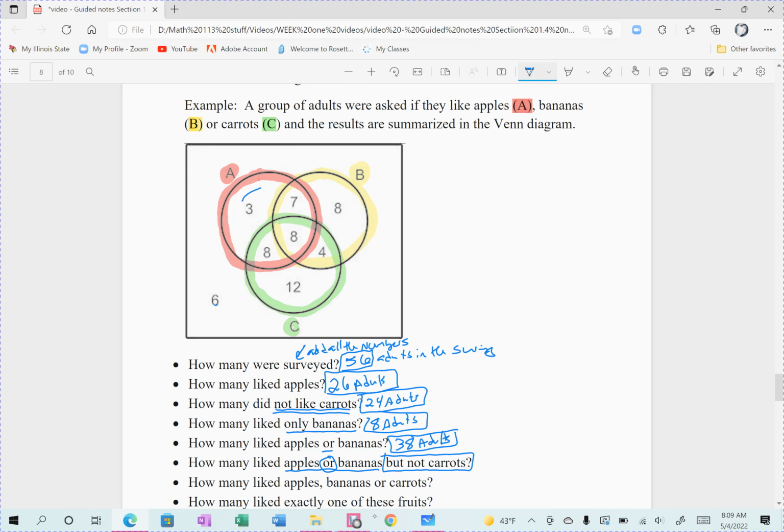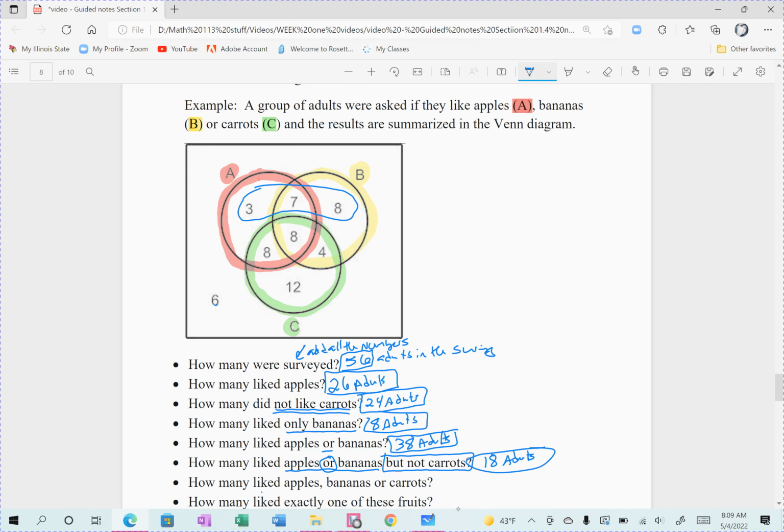And so that limits me to this group here, right? The 3 like only apples, the 7 like apples, bananas, and the 8 like only bananas, but all of those in those groups are not in my carrot circle, so none of those people like carrots. And so 3 plus 7 plus 8 are all of the people who like apple or bananas, or both, but no carrots. All right, so you add those up carefully, and that comes out to 18 people.